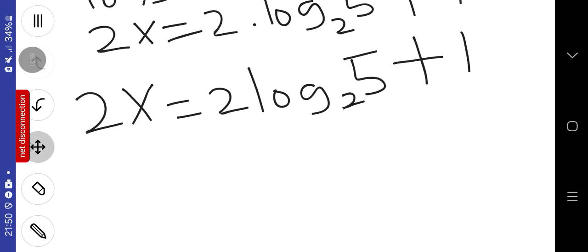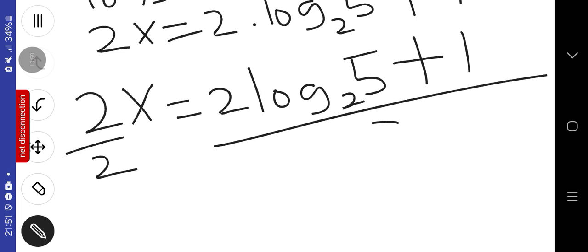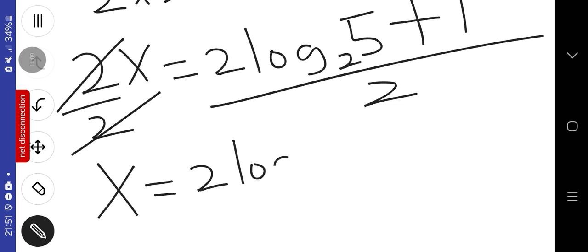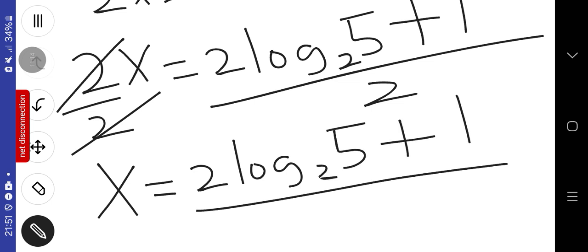Now remember that we want to make x the subject of the equation. You can see 2 is attached to x by multiplication. In order to remove the 2, we divide here by 2, here by 2. So x equals 2 log 5 base 2 plus 1 all over 2.